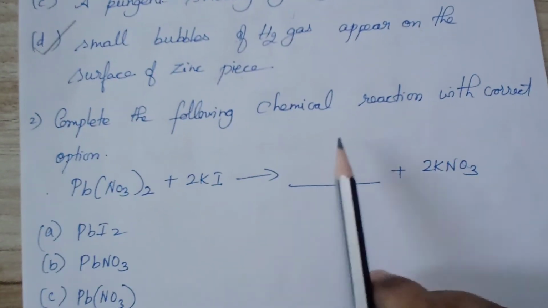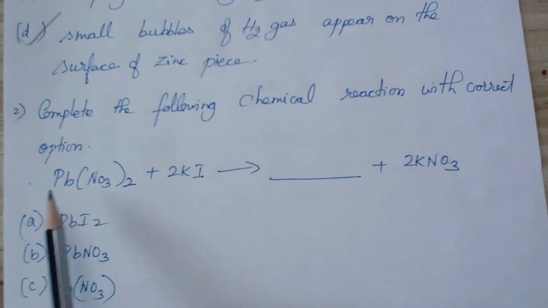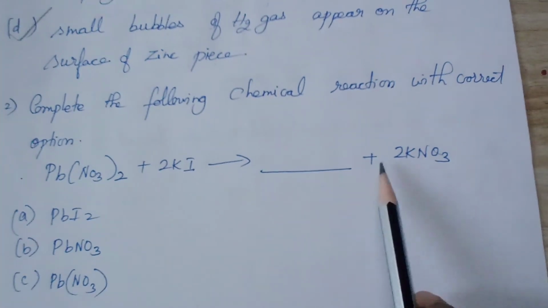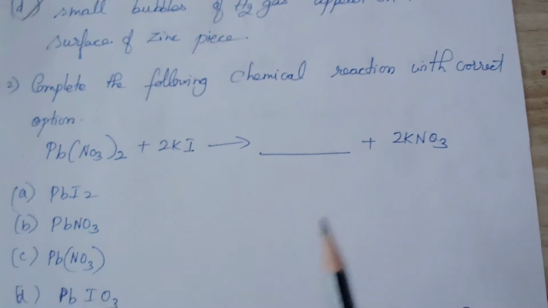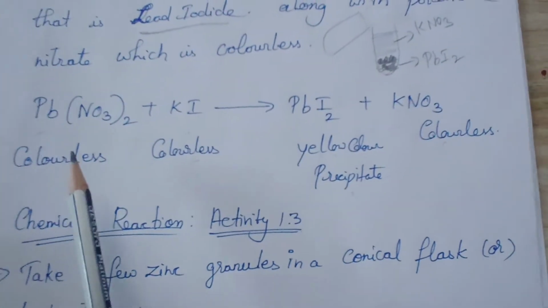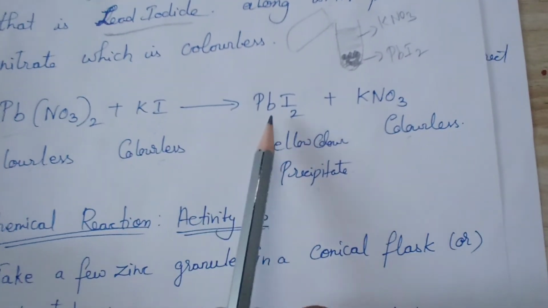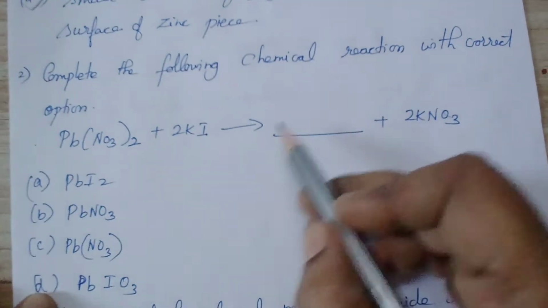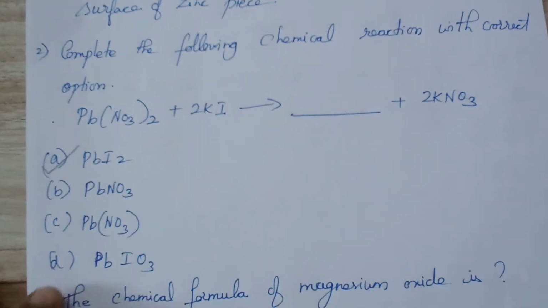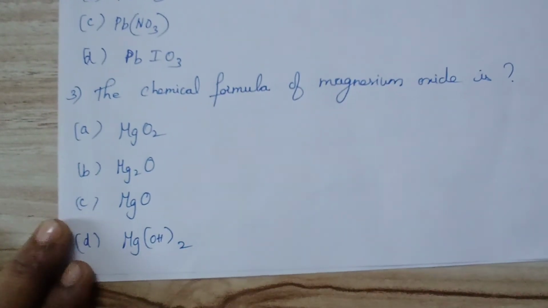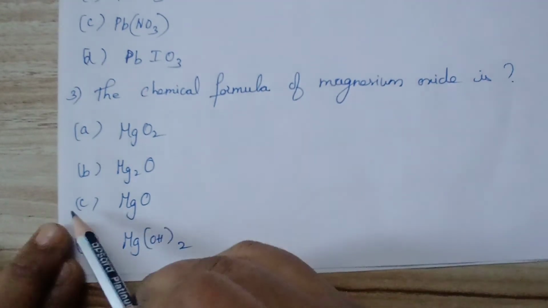Next, complete the following chemical reaction with the correct option. Lead nitrate reacts with potassium iodide to give dash plus potassium nitrate. We have seen in activity 1.2 that when lead nitrate reacts with potassium iodide, it gives lead iodide plus potassium nitrate. So your option is lead iodide, PbI2. Next, what is the chemical formula of magnesium oxide? MgO.